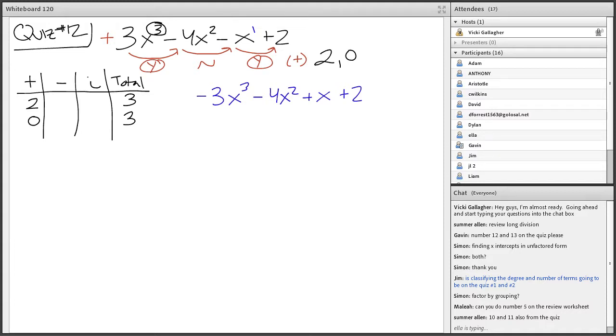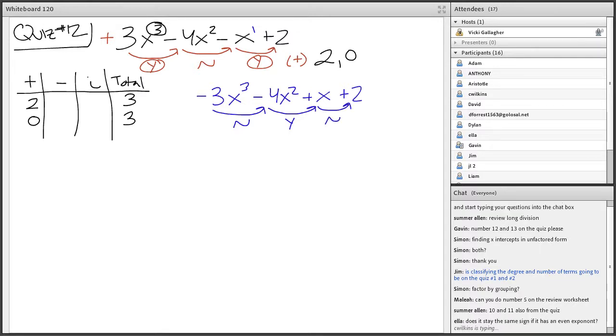And we're going to do the same thing where we count the sign changes. So I have a negative followed immediately by another negative. That's a nope. I have a negative followed by a positive. That's a yes. And I have a positive followed also by a positive. That's another no. And so I'm counting only one yes here.